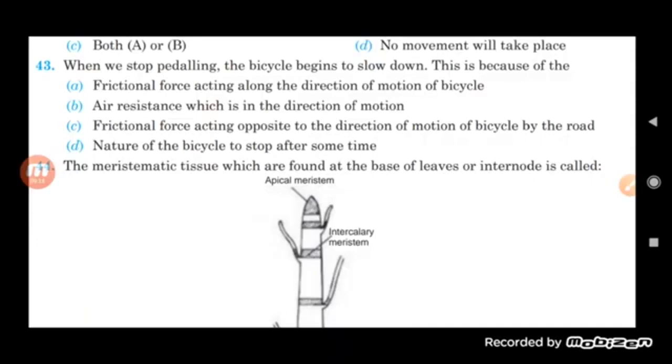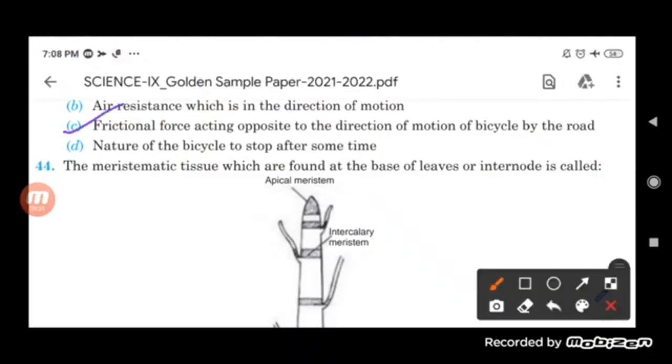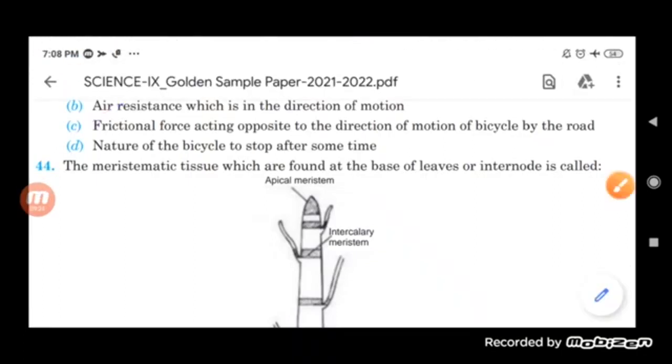Obviously, you know that frictional force is what? It is an opposing force. So it is going to oppose the movement of an object in the direction of the motion. So that is why the frictional force is an opposing force here. Okay, so C will be the correct option.